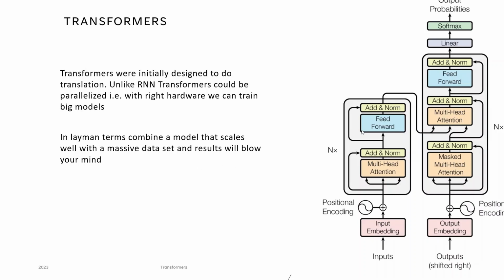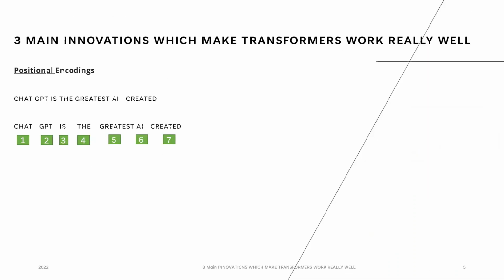If you look at this example here, these are all the components of a transformer. The three major ones we need to understand here are positional encoding, attention, and self attention. These are the three concepts we need to be aware of, or we can also call them the three main innovations which make transformers work very well.